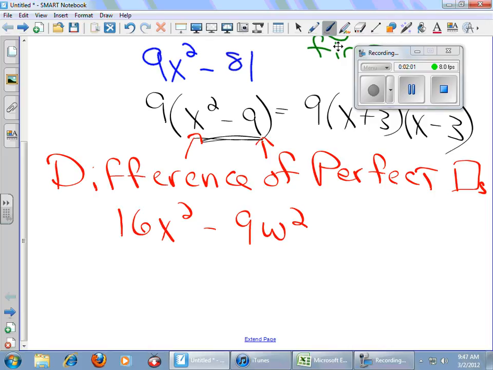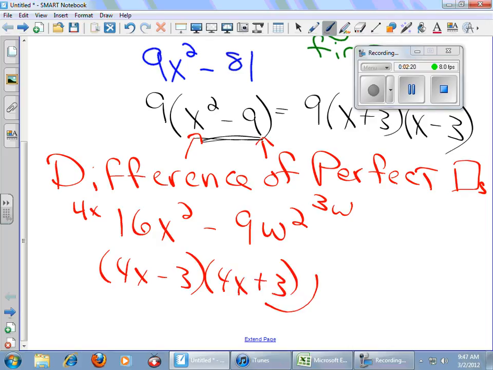It's really simple. The square root, this is a perfect square, this 16x squared, right? Its square root is 4x. 9w squared is a perfect square, its square root is 3w. Difference of perfect squares always factors just like this. And I'm done. Now, I didn't check for the GCF, but I knew instinctively that there wasn't a GCF there other than one because I made the problem up. So technically I did check. Always check for the GCF.